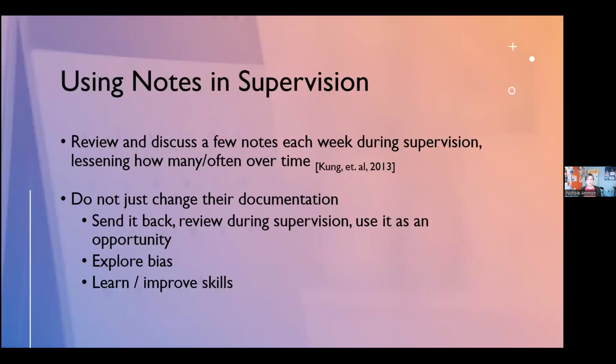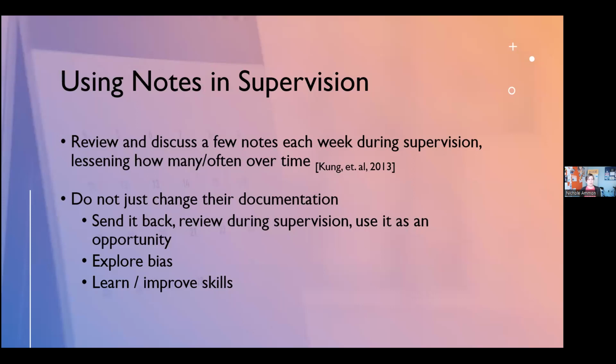So if using notes in supervision as an educational tool, review and discuss a couple notes each week during supervision. Obviously, over time, you're going to want to do that less. You won't need to do it as often, but make it just kind of part of standard supervision practice that we're going to do this.